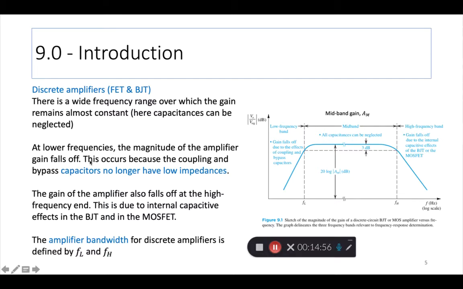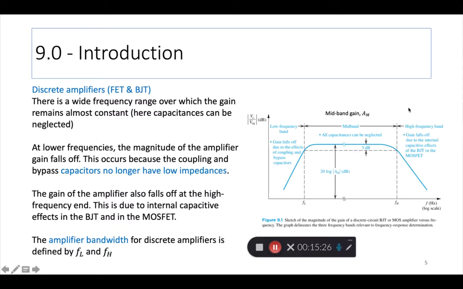Now at lower frequencies, the magnitude of the amplifier gain falls off. This occurs because the coupling and bypass capacitors no longer have low impedance, their impedance is high. So anytime you have a high impedance, your signal cannot go through, right? It's facing resistance, so the magnitude of the signal starts to fall. So the gain starts to fall. So that explains what happens on the low end side.